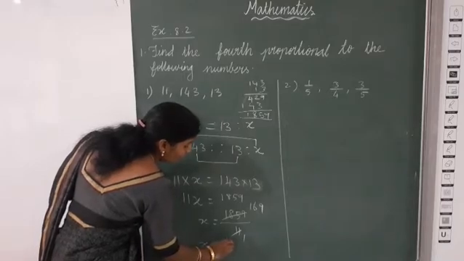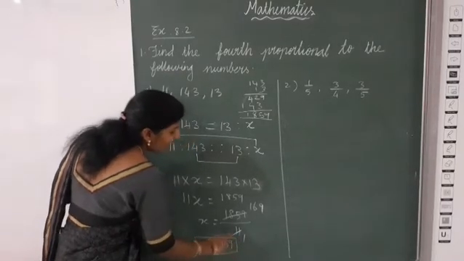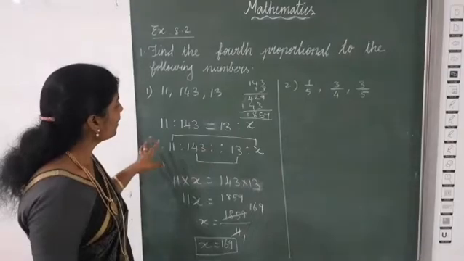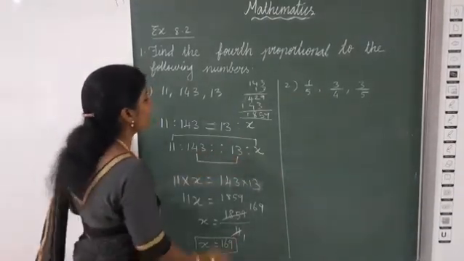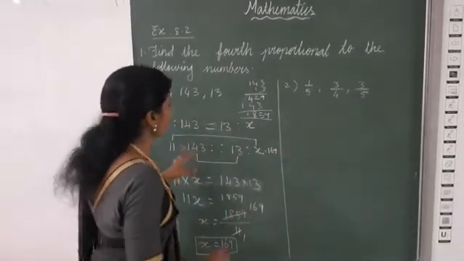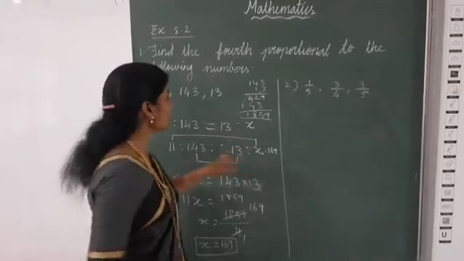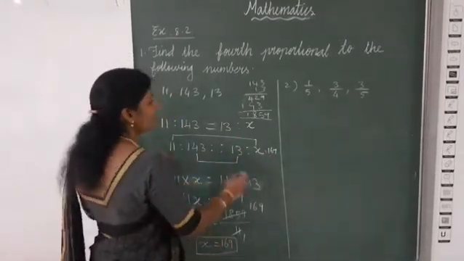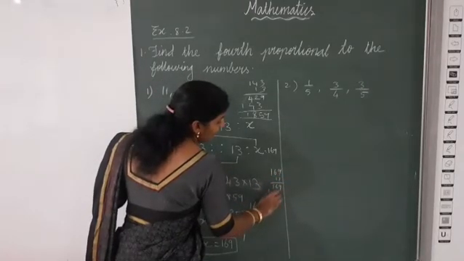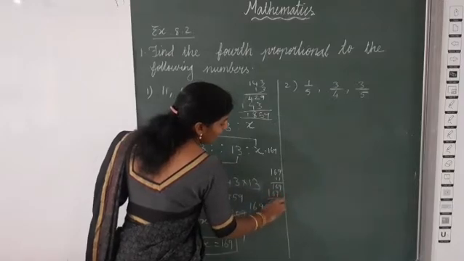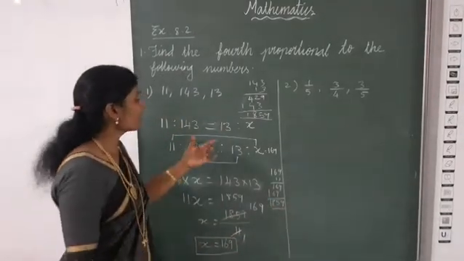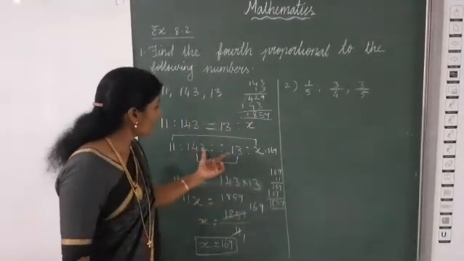The fourth proportional is 169. Now listen here, x equal to 169. X equal to 169 means, now we can write the product of extremes, 11 into 169. What is 11 into 169? That is 1859. Product of means is equal to product of extremes.